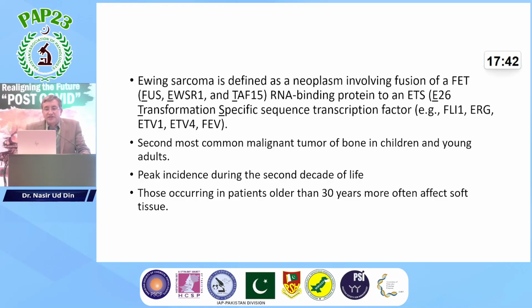Ewing sarcoma is defined as a neoplasm involving fusion of a FET, which stands for FUS, EWSR1, and TAF15 RNA binding protein, to an ETS, which stands for E26 transformation specific sequence transcription factor, which includes FLI1, ERG, ETV1, ETV4, and FEV. It is the second most common malignant tumor of bone in children and young adults with peak incidence during the second decade of life. Patients older than 30 years often have soft tissue involvement.